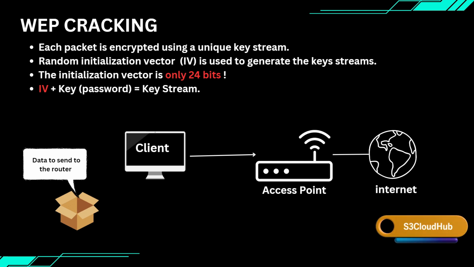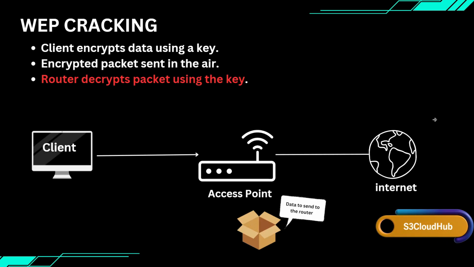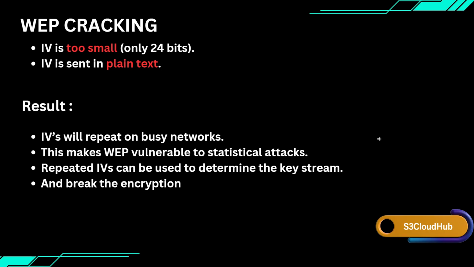This IV is combined with the network's password to create the key stream, which is then used to encrypt the data. The IV is included in the packets along with the encrypted data. But here is the catch. The IV is sent in plain text. This means anyone intercepting the packet can see the IVs clearly.